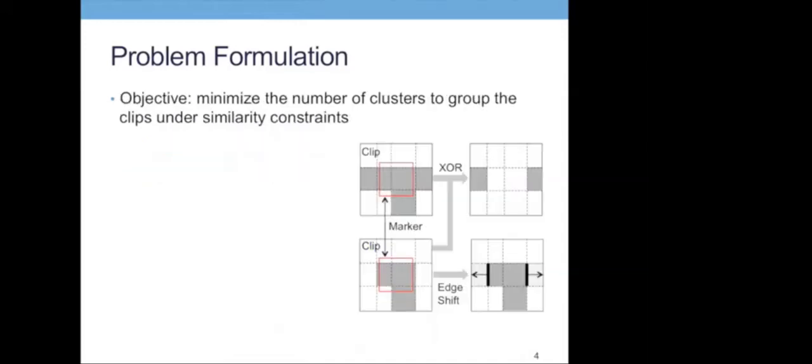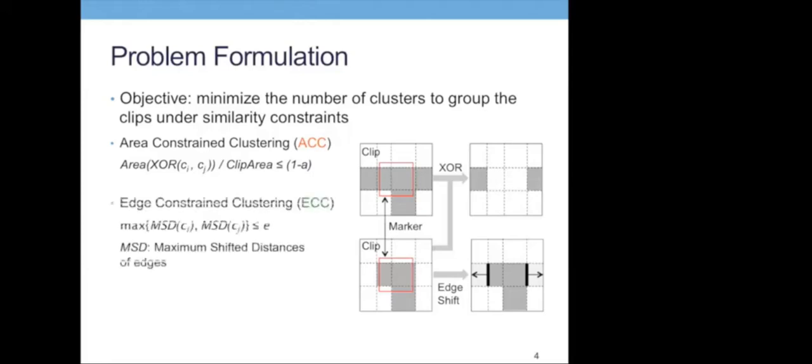The objective of the pattern classification problem is to minimize the number of clusters to group the clips under a given similarity constraint. In our work, we apply the same similarity metric as in the ICCAD 2016 contest. The similarity metric includes ACC and ECC. For the ACC criterion, it checks the area difference between clips. And for the ECC criterion, it checks the maximum shifted distance of edges.